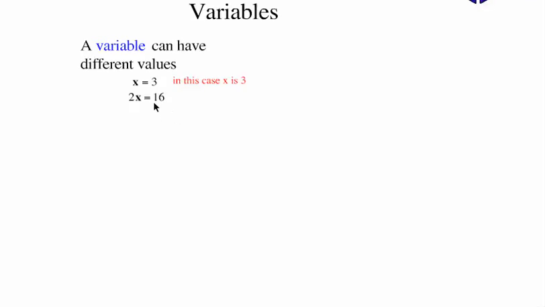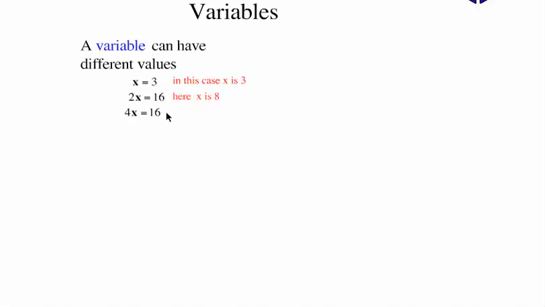Okay. Variables. A variable can have different values. So the variable can vary. That's why it's called a variable. So x is equal to 3. In this case, x is 3. How about 2x equals 16? Well, 2 times what is 16? 2 times 8. So in this case, x is 8.